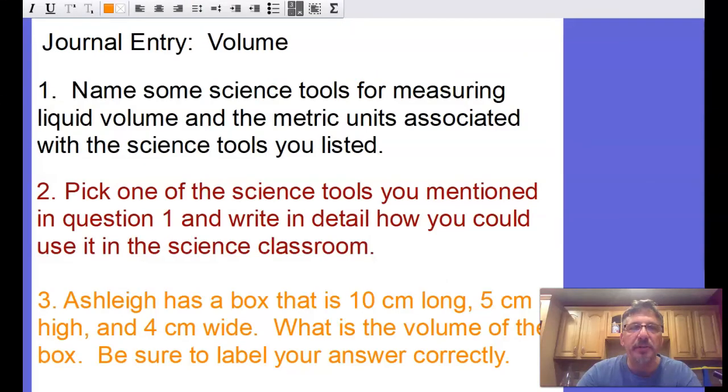Okay, it's time for your journal entry on volume. Question 1. Name some science tools for measuring liquid volume and the metric units associated with the science tools you listed. Question 2. Pick one of the science tools you mentioned in question 1 and write in detail how you could use it in the science classroom. And question 3, dealing with the volume of a regular size solid. Ashley has a box that is 10 centimeters long, 5 centimeters high, and 4 centimeters wide. What is the volume of the box? Be sure to label your answer correctly. Pause the video, write down the questions or the important parts, whatever your teacher tells you, and take your time.